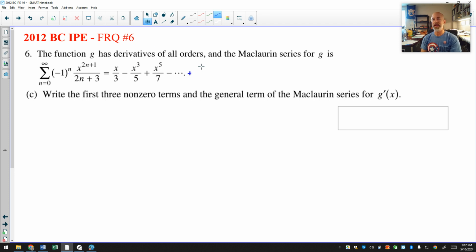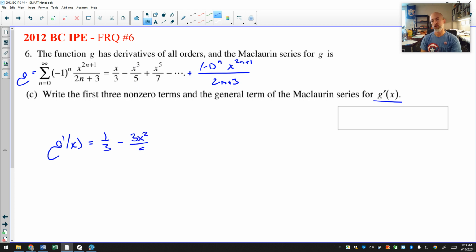So if I wanted to, I could add this general term, negative 1 to the n times x to the 2n plus 1 over 2n plus 3. And it says, write the first 3 non-zero terms for G prime. If this is G, then G prime, you just differentiate that function. This is a nice one. G prime of x is going to be the derivative of x over 3, that's 1/3. Derivative of x cubed over 5, that's 3x squared over 5, plus derivative of x to the 5th is 5x to the 4th, and that's over 7.